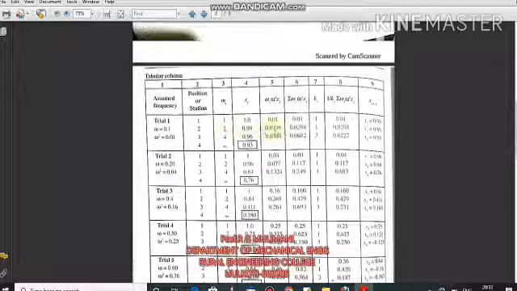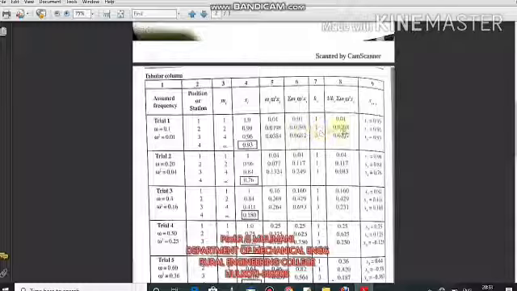Mass is 2, omega square is 0.01, into displacement 0.99. So now you have this inertia force. At this time you have two inertia forces, 0.01 and 0.019. So you sum these two values, that is 0.0298.